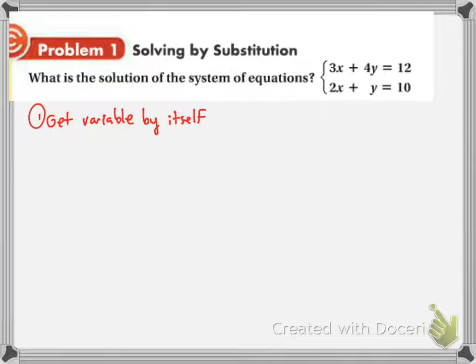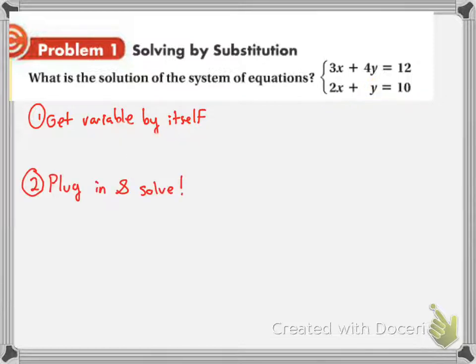So now I'm going to look at my equations and I'm going to see that this y in the second equation can be taken by itself in one step. So this is the variable that I'm going to isolate. If I subtract the 2x on both sides, I'll be left with y equals 10 minus 2x, and now I'm good to go. So in the second equation, wherever I see a y, I'm going to replace it with a 10 minus 2x and go from there.